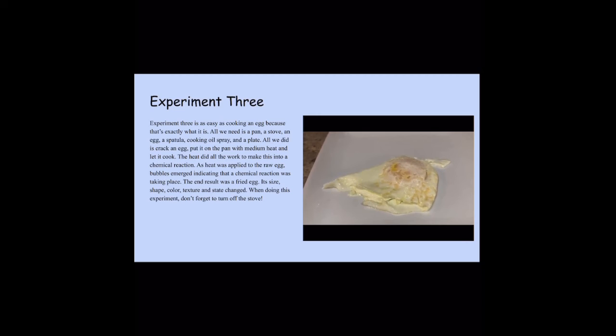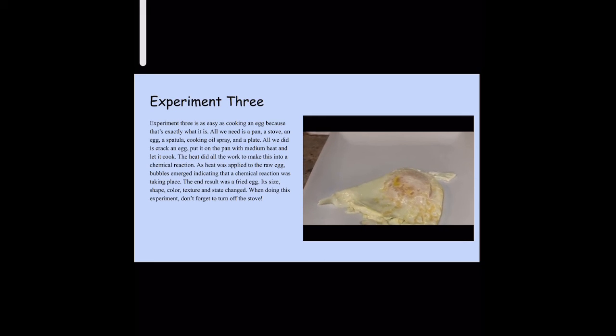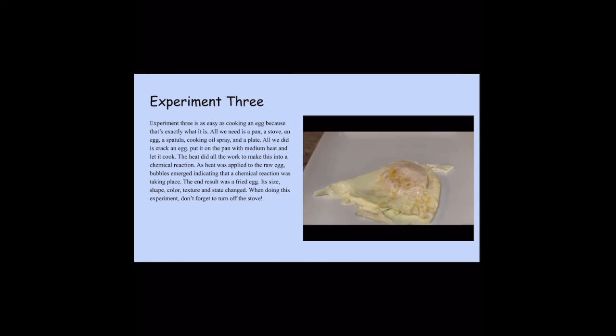We applied heat to a raw egg, and we can see that it changed in size, shape, texture, and color. Its size, it got bigger. In shape, it extended. In texture, it went from a liquid to a solid. And in color, it went from transparent to white. We can also see that when heat was applied during the cooking process, there were bubbles, which is a good indicator of chemical change.